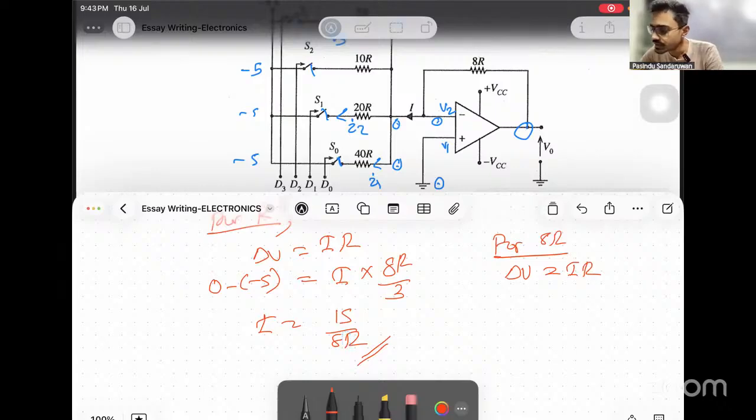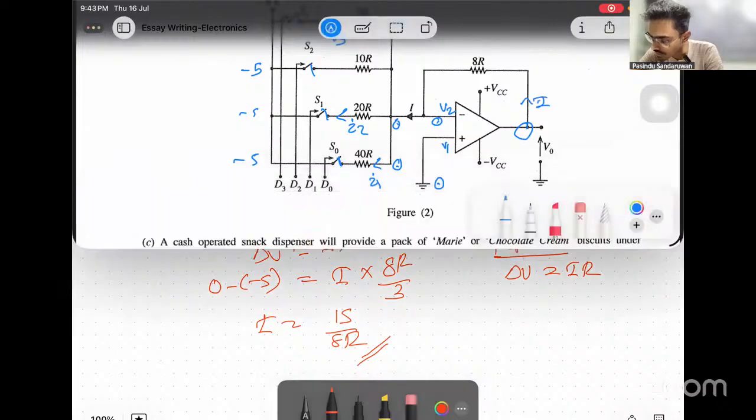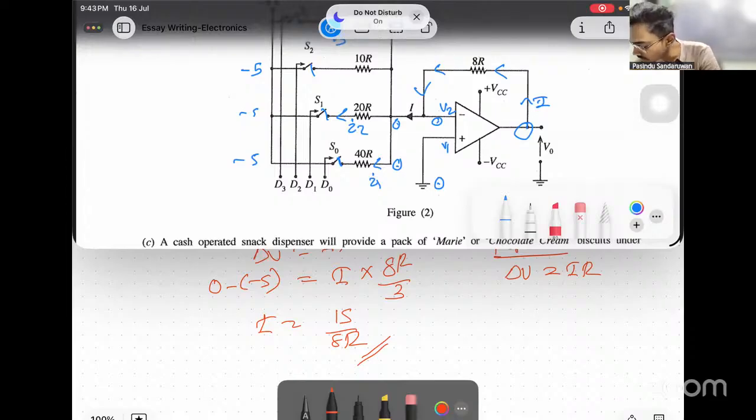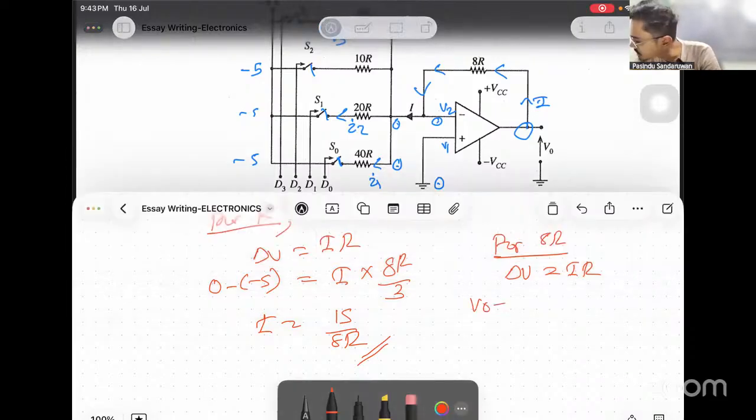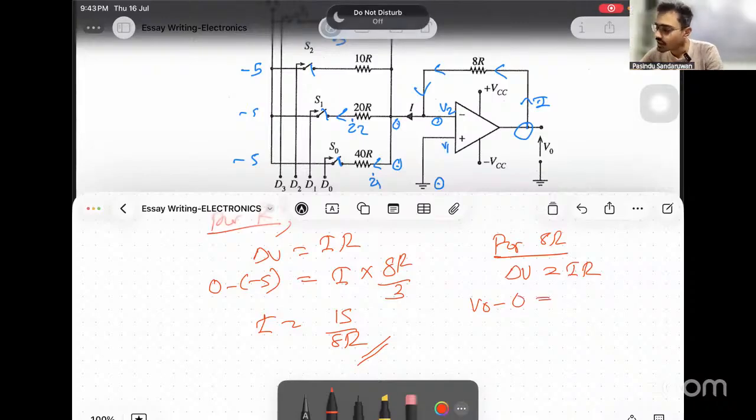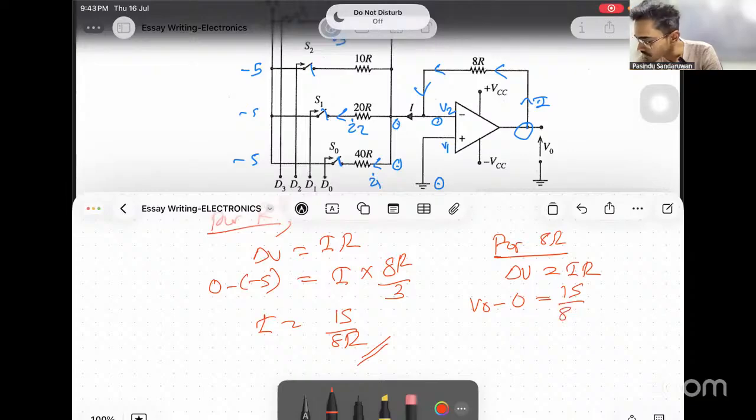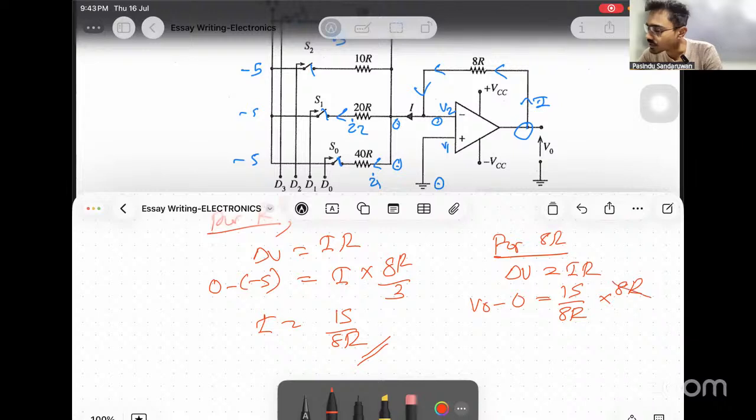Delta V equals IR for 8R. Through 8R, the current flows from high voltage to low voltage. Then V out minus 0, and the current is 15 over 8R, into R is 8R. 8R to 8R cancels. Then V out equals 15 volts. Final answer.